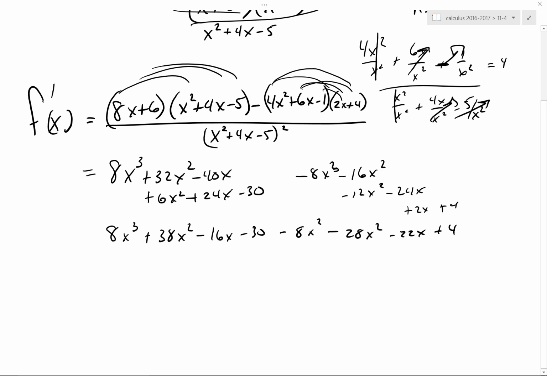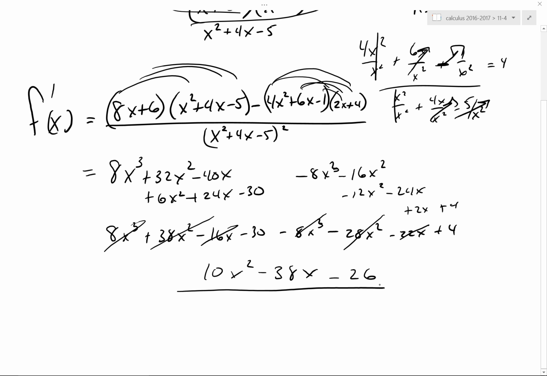And if you combine your like terms, that's a cubed. You get 0x cubes. That's handy. You get 10x squareds. That's handy. And this and that's negative 38x. And then minus 26. That's the numerator over this guy. Right? This is f prime of x.